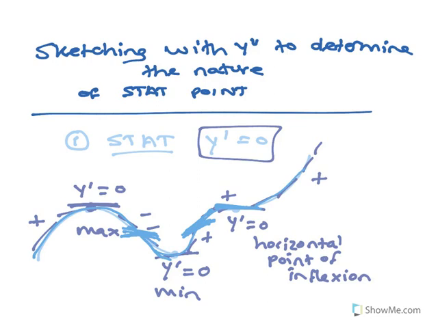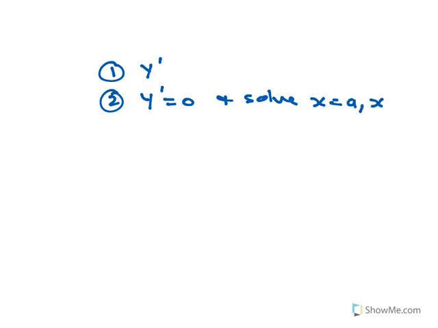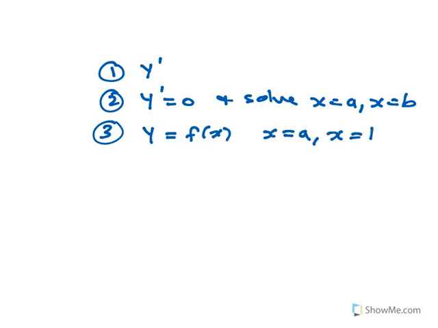So to actually determine the nature of this using y double dash, basically the steps that we do, first of all we find the stat points, we find y dash, we make y dash equal to 0, and you solve for x equals a and x equals b. The third step is to then find the y value. So you find the y value by subbing x equals a and x equals b into the original function.